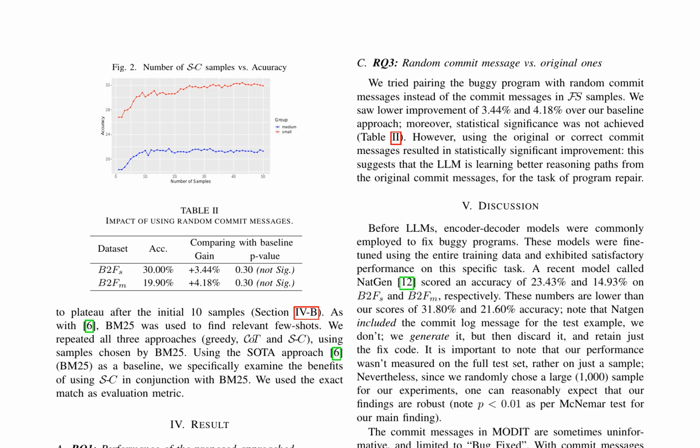seconds per sample. The authors also investigate the use of random commit messages instead of original ones in the few-shot samples. They find lower improvement of 3.44% and 4.18% over the baseline approach, and statistical significance was not achieved. Using the original commit messages resulted in statistically significant improvement, suggesting that the LLM is learning better reasoning paths from the original commit messages for the task of program repair.